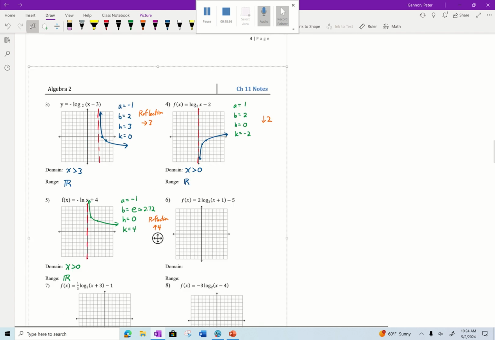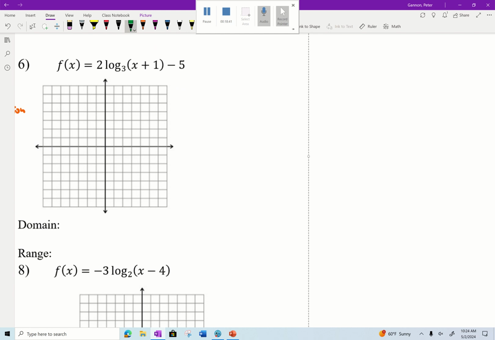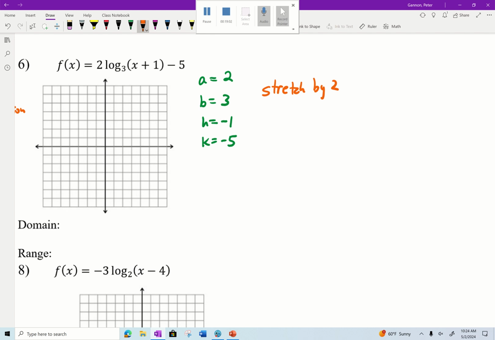All right, next one. And now we're going to look at what happens when there's a stretch. So again, we start with A, B, H, and K. A is 2, the base is 3, H is -1, K is -5. So from a transformation standpoint, we have a stretch by 2. We are left 1, down 5.